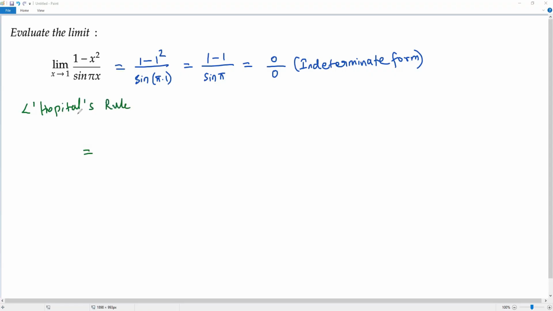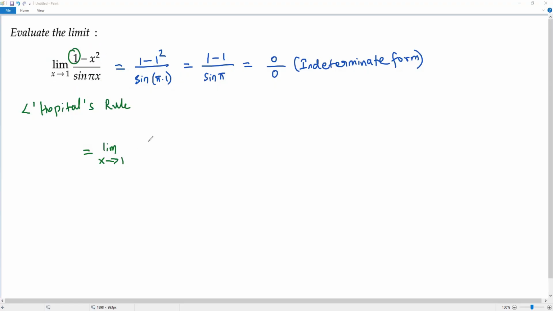To apply L'Hopital's rule, we have to consider the step right before where we applied the limit, where we had the given limit as x approaches 1. In this step, when I apply L'Hopital's rule, I have to find the derivative of the numerator and the derivative of the denominator with respect to the variable for which we have the limit. Here we have the limit for the variable x, so we get the derivative of the numerator and denominator with respect to x.